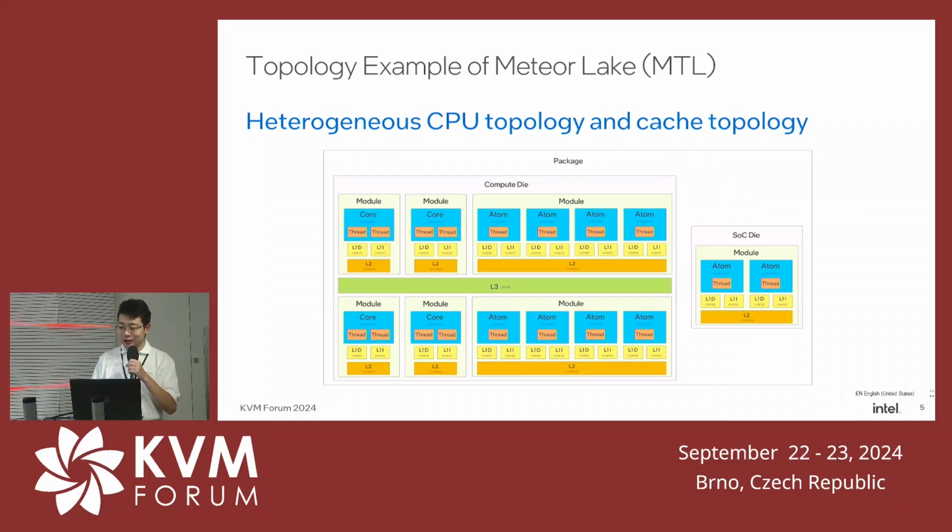Although the Atoms in the SoC die and in the compute die have the same microarchitecture, they have different frequencies. The thread level is also hybrid because the P-core has 2 threads and the E-core has only a single thread. The cache topology is hybrid too. In the P-core's module, there's one L2 cache, which means each P-core has its own L2. But for the E-cores, 4 E-cores share one L2 in the compute die, and on the SoC die, 2 Atoms share one L2. And L3 is also hybrid because the compute die has an L3, but the SoC die doesn't. The L3 is the only way to identify whether the Atoms are on the SoC die or on the compute die.